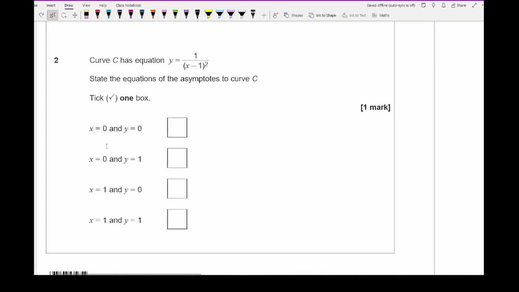Moving on to question 2, it says curve C has the equation y equals 1 over (x minus 1) squared. State the equations of the asymptotes to curve C. Tick the one box. Because we've got a reciprocal graph, y can't equal 0 and the denominator can't equal 0. For that denominator to equal 0, x must equal 1. So what we're looking for is x equals 1 and y equals 0, which is our third option.